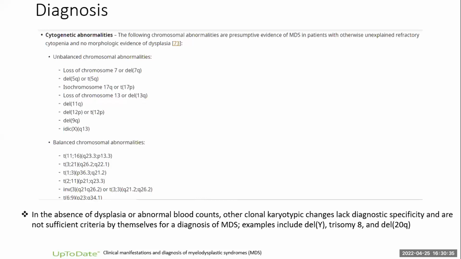In the absence of dysplasia or abnormal blood counts, other clonal karyotypic changes lack diagnostic specificity and are not sufficient criteria by themselves for a diagnosis of MDS. And these include your deletion Y, trisomy 8, and deletion 20q.